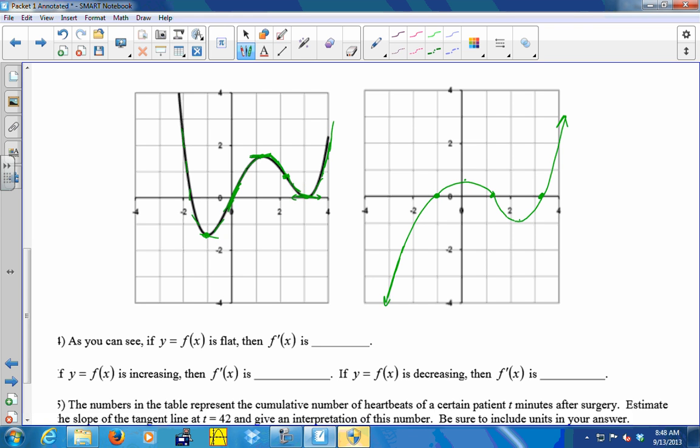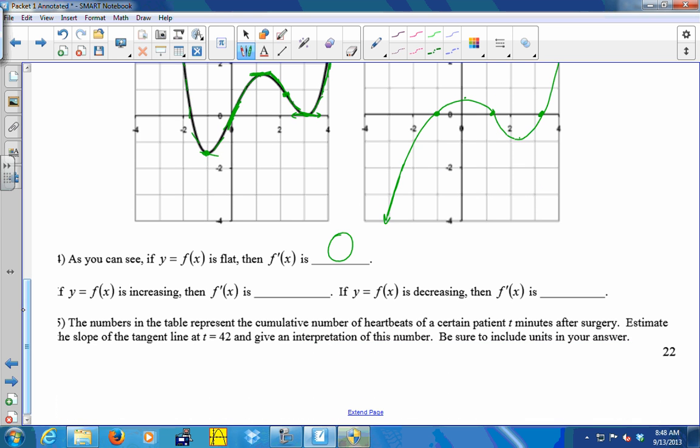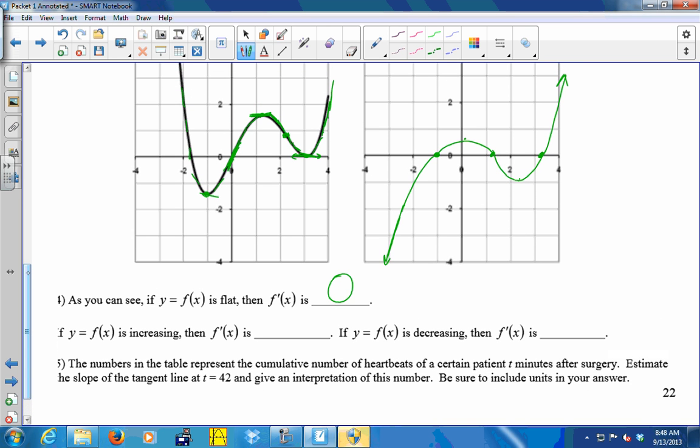So as you can see, when f of x is flat, what is f prime of x? 0. Yeah. Whenever we have flat tangent lines, that means f prime is 0. And if f of x is increasing, what can you say about f prime of x? Positive. All the places where f was increasing, we had positive slopes for the tangent lines. And if f of x is decreasing, f prime of x is negative.